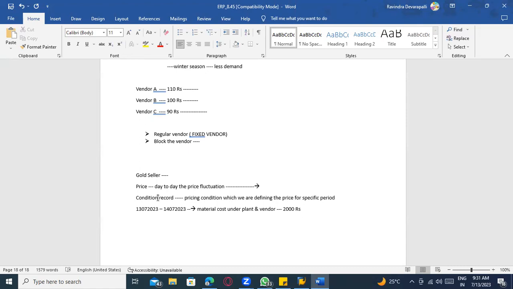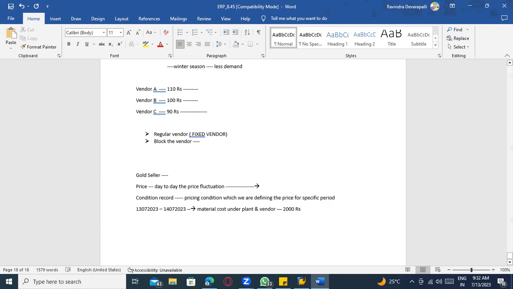But these condition records we also use in other ways. Some other different condition records are used for output, and maybe they are used for searching batches. So there also we have condition records. But here we are discussing the pricing related. So basically condition records are search strategies. If you maintain the condition, whatever value you maintain, it will pick that, whether it is a price, an output, or a batch. It is basically a search strategy.